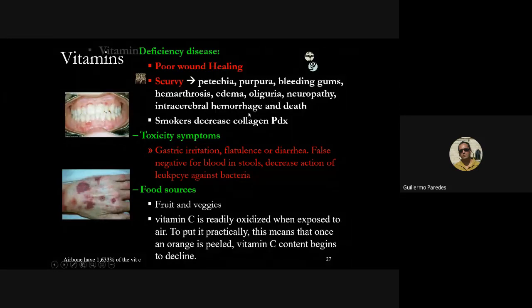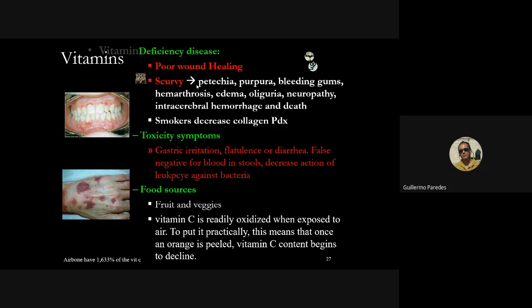Smokers can have decreased production of collagen because they sweep out all the vitamin C. Vitamin C is a very important antioxidant, and we need to have it every day because it's water soluble. It can be diluted and excreted in the urine very easily. So that's why you need to have vitamin C every day.